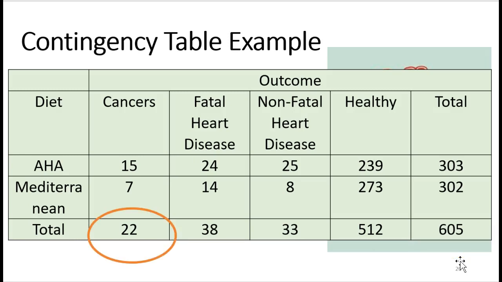How many people developed cancer? Looking at the cancer column, we can see that there was a total of 22 people who developed cancer. How many people ate the Mediterranean diet? We can use the row corresponding to this type of diet to find that the total is 302. And then finally, how many people eating the Mediterranean diet had fatal heart disease? Well, we can see where the diet and the fatal heart disease match up to see that there are 14 people matching this.